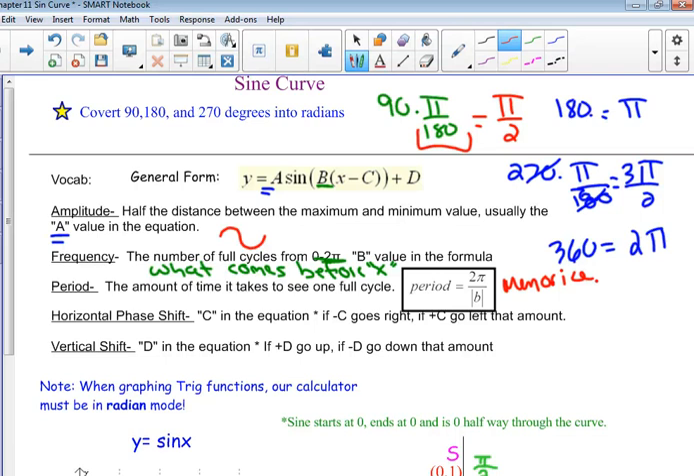So if I gave you guys, for example, y equals, let's do 2 sine of 3x. And I wanted to find the period. What would you guys use for your b? What's the b value? 3. Good. Very nice. So if they ask you anything about the period, you need to know your formula: 2 pi over whatever your b is.